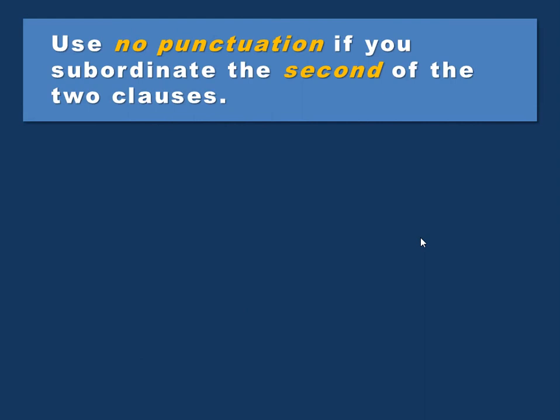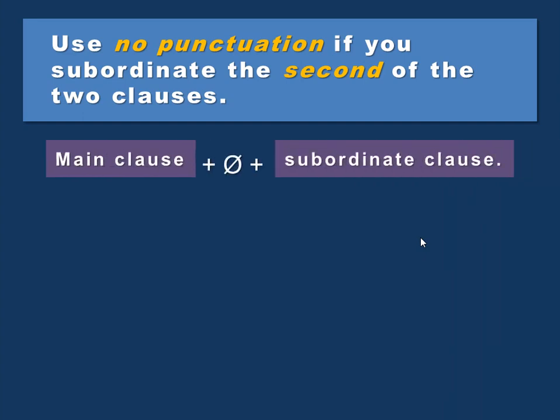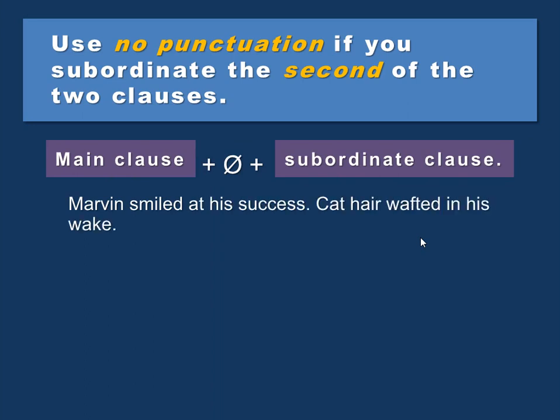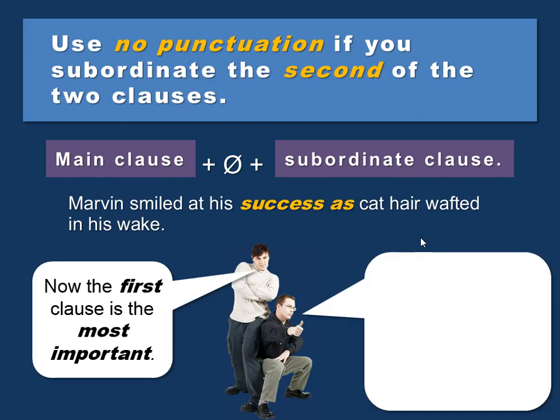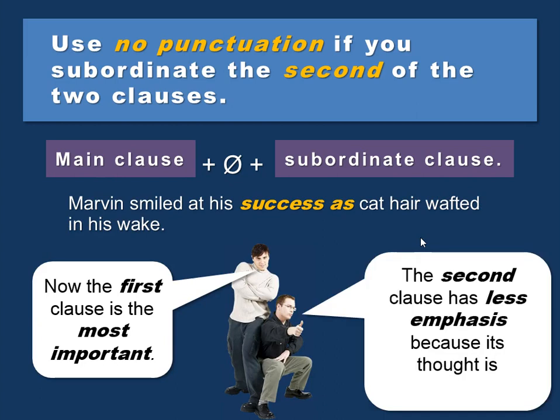Use no punctuation if you subordinate the second of the two clauses: main clause, nothing, subordinate clause. Marvin smiled at his success. Cat hair wafted in his wake. Marvin smiled at his success as cat hair wafted in his wake. Now, the first clause is the most important. The second clause has less emphasis because its thought is incomplete.